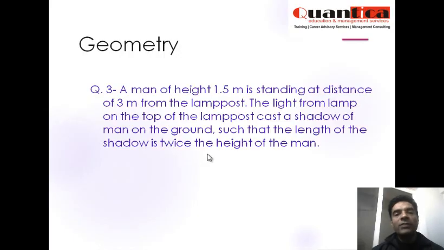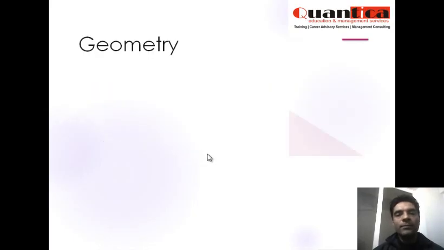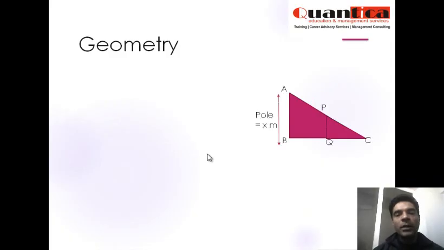So if the height of the man is 1.5 meters, the length of the shadow will be twice that, which means it will be 3 meters. And what you were supposed to find, it is not written here. The unknown thing you were supposed to find was nothing but the height of the lamppost. So if you look at what is given in the question, AB is nothing but the height of the pole, PQ is nothing but the height of the man. Let's assume that the height of the pole is x meters.